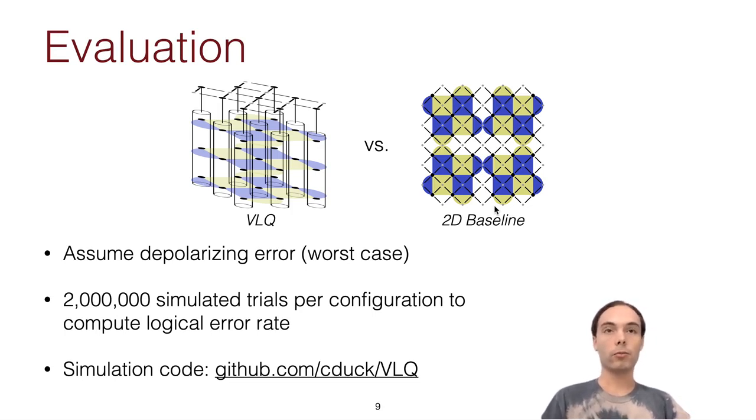Okay, so finally, we'll get to evaluation. So we're comparing our architecture, a couple variants of it that we look at in the paper, versus this baseline with 10 times more qubits. For errors, we assume depolarizing error, which is a good approximation of real errors. It's actually a worst case, but we do not assume that there's correlated errors. We assume all errors are independent. And we perform 2 million simulated trials per data point in order to compute the low logical errors that we achieve. And for more details about this, you can check out our GitHub repository with more documentation.